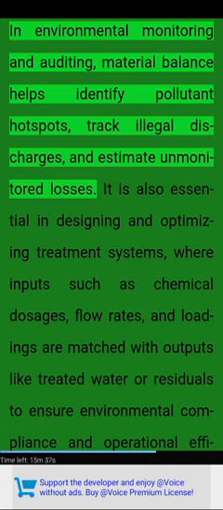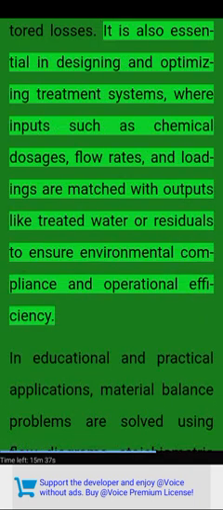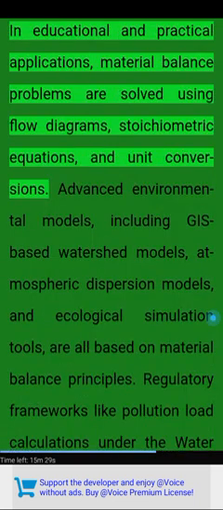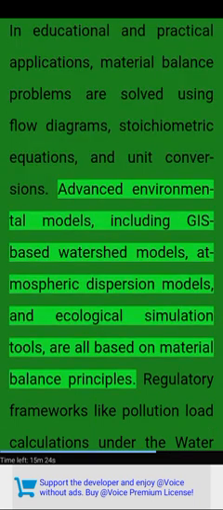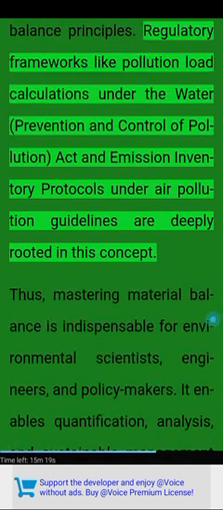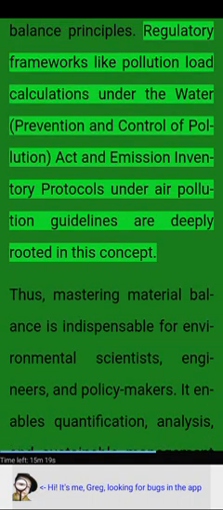losses. It is also essential in designing and optimizing treatment systems, where inputs such as chemical dosages, flow rates, and loadings are matched with outputs like treated water or residuals to ensure environmental compliance and operational efficiency. In educational and practical applications, material balance problems are solved using flow diagrams, stoichiometric equations, and unit conversions. Advanced environmental models, including GIS-based watershed models, atmospheric dispersion models, and ecological simulation tools, are all based on material balance principles. Regulatory frameworks like pollution load calculations under the Water (Prevention and Control of Pollution) Act and emission inventory protocols under air pollution guidelines are deeply rooted in this concept.